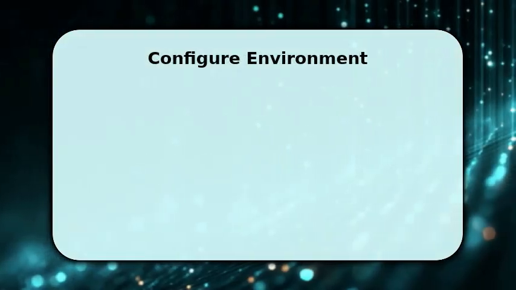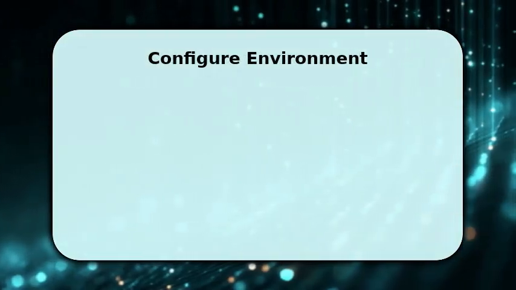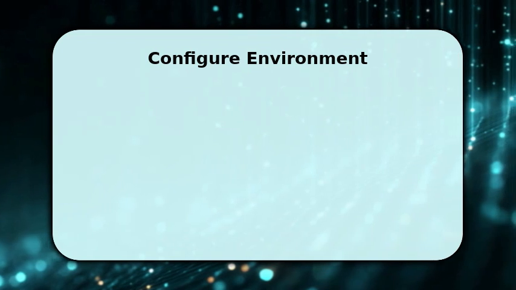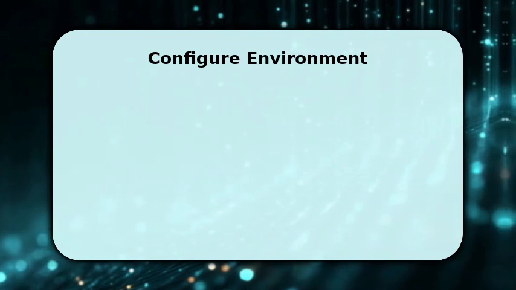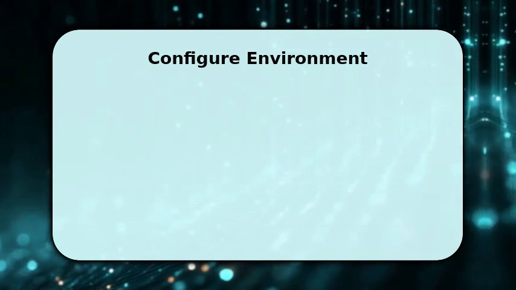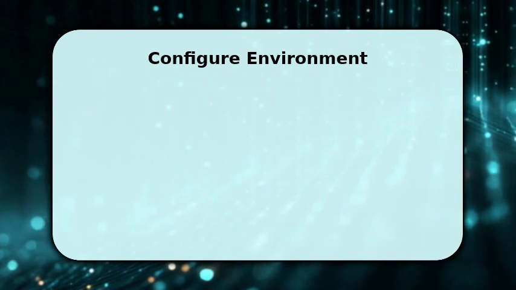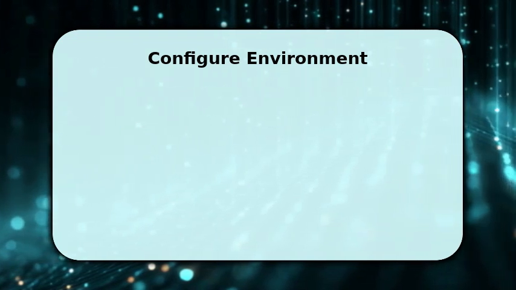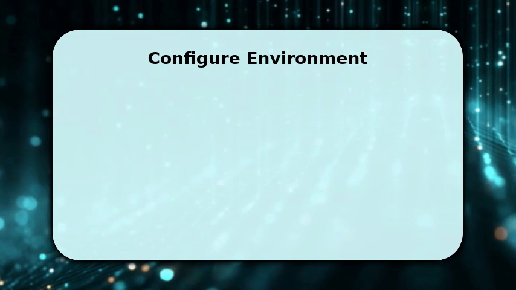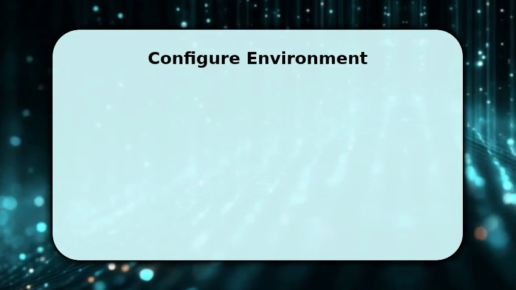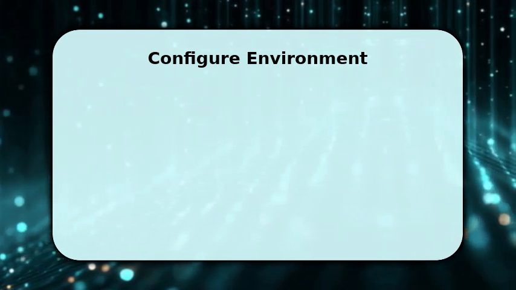Next, configure the runtime and environment so your code runs reproducibly. Use pip install inside cells for dependencies. Include exact versions when needed to avoid conflicts. Then confirm the hardware. Runtime, change runtime type, and select GPU or TPU. Restart the runtime after changes.